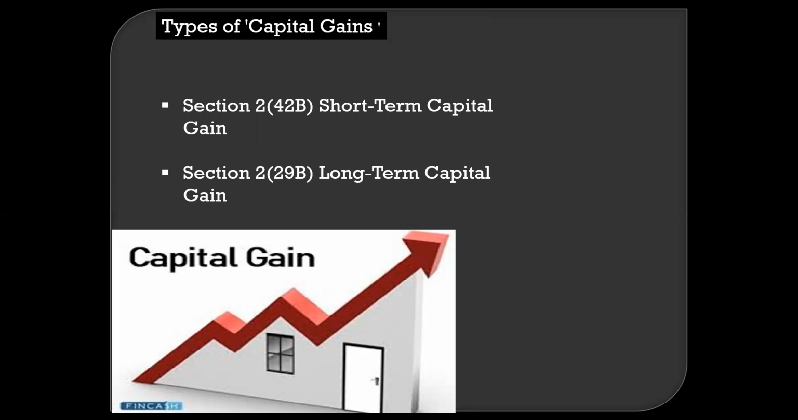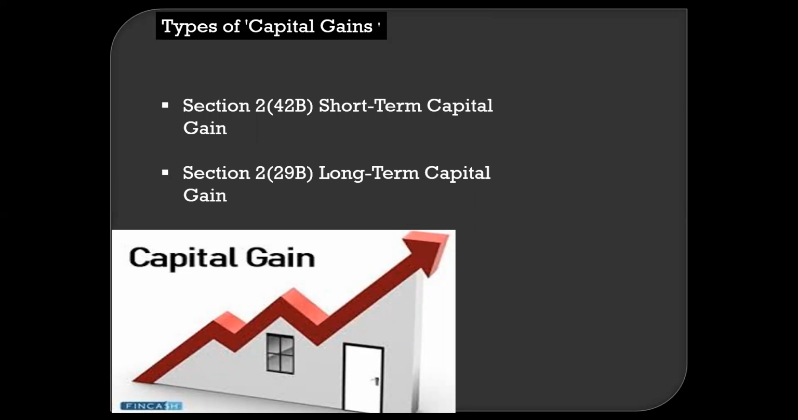Now the long-term capital gain. The profit earned by selling an asset that has been held for more than 36 months is known as long-term capital gain. After 31st March 2017, the holding period for immovable properties was changed to 24 months.